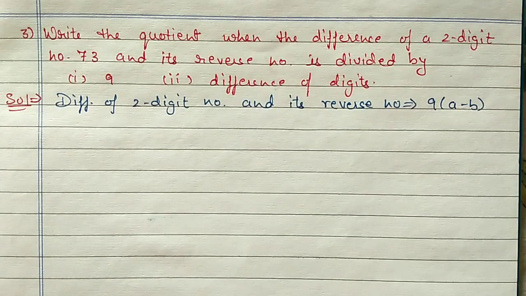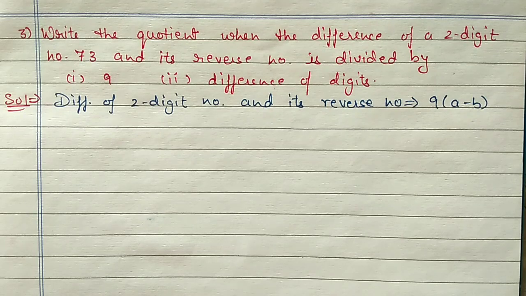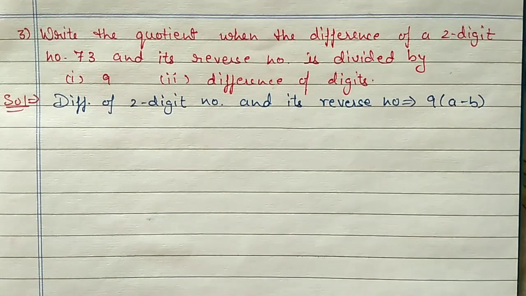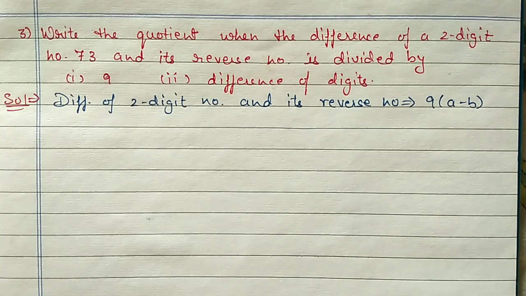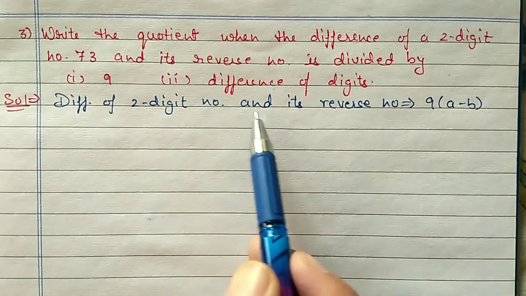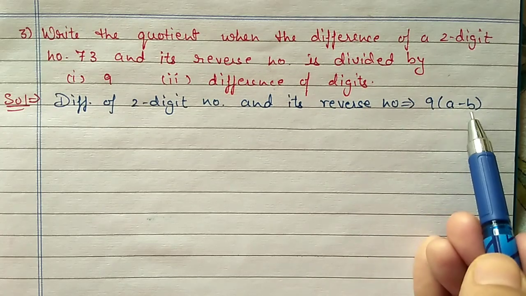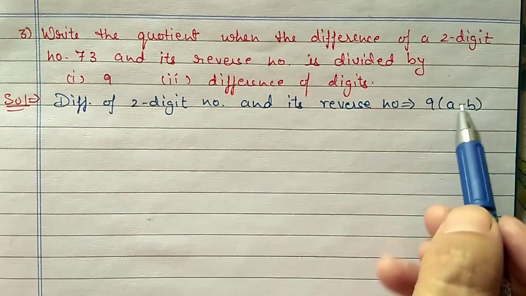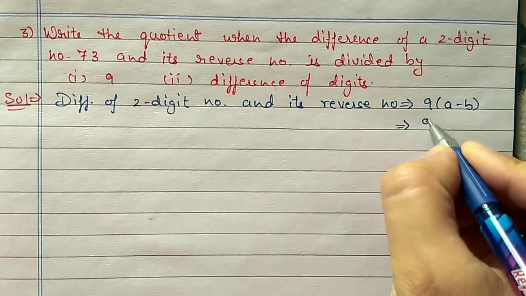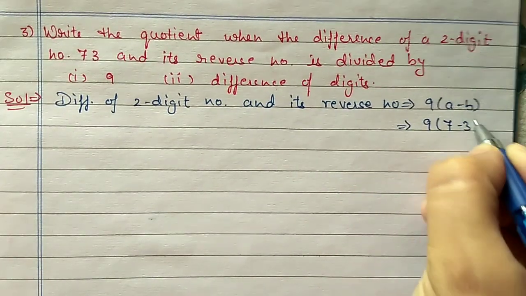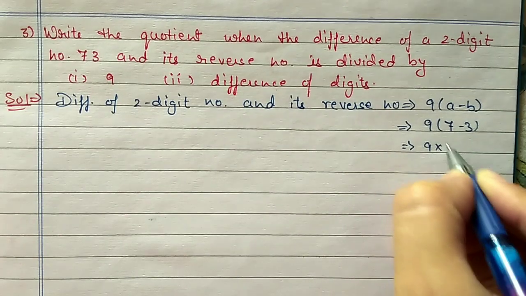Next, question number 3: write the quotient when the difference of the 2-digit number 73 and its reverse number is divided by 9, and second, by the difference of the digits. So we know the difference of a 2-digit number and its reverse number is 9 into A minus B. So here A and B are 7 and 3. If we substitute these values here, 9 into 7 minus 3, we will get 9 into 4.